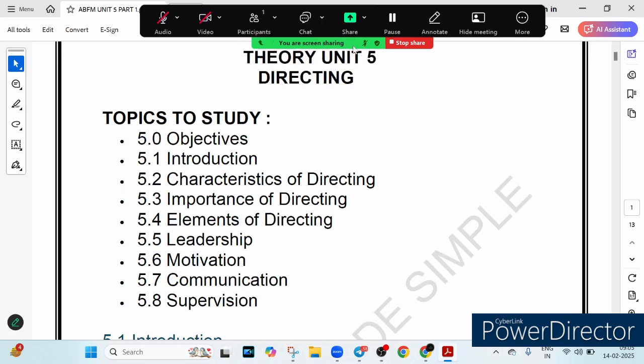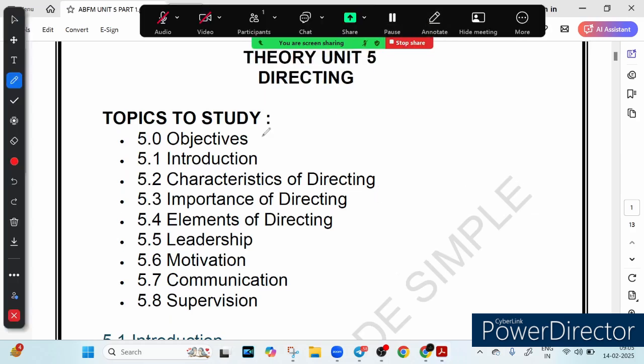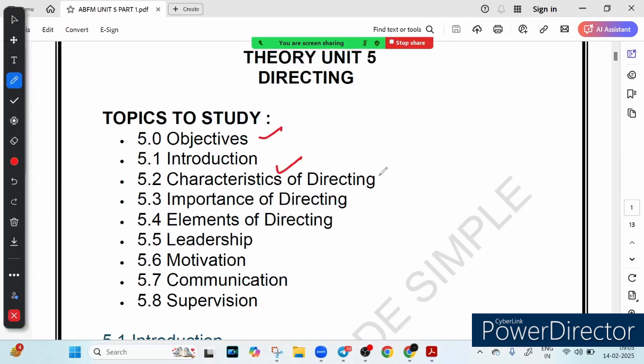Before diving into the chapter, let's see what are the topics which we have to study. So 5.0, first of all we will see the objective. Then we will see the introduction, the characteristics of directing, importance of directing, elements of directing, leadership, motivation, communication, and finally we will end with supervision. So these are the topics which we are going to study.